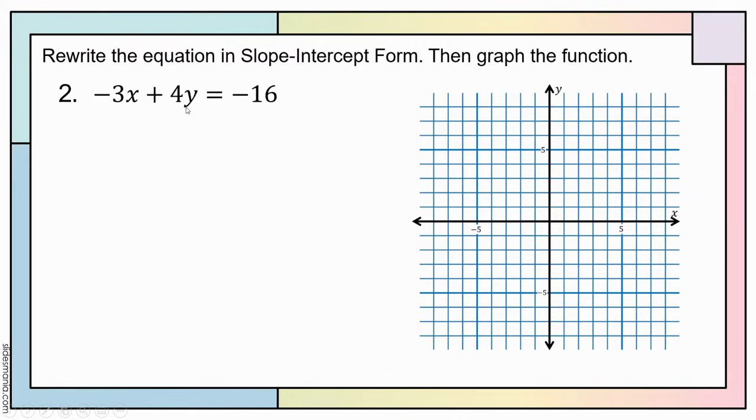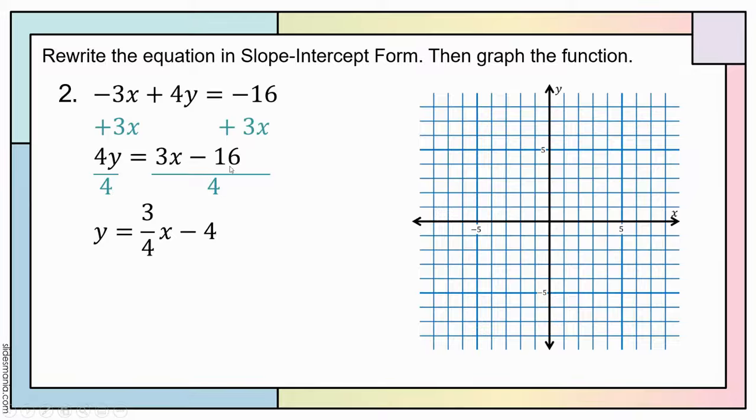For number 2, to get this into slope-intercept form, I want to get rid of this minus 3x that's with y, so I would add 3x to both sides. Now, to get y by itself, I still have this times 4 with it. To undo multiplication, we would do division. So I'm going to divide both sides by 4. 3x divided by 4 becomes 3/4 x, and then minus 16 divided by 4 becomes minus 4. So our y-intercept is 0, negative 4, and our slope is 3/4.